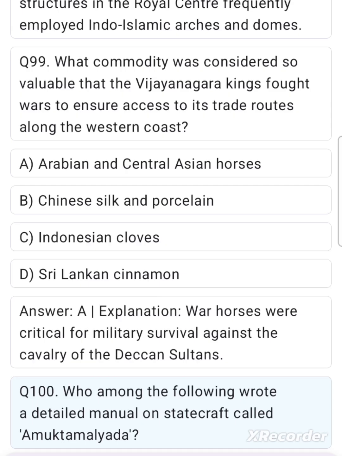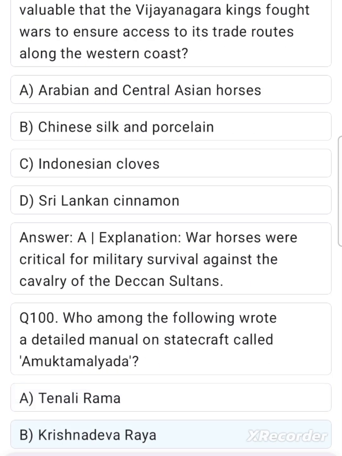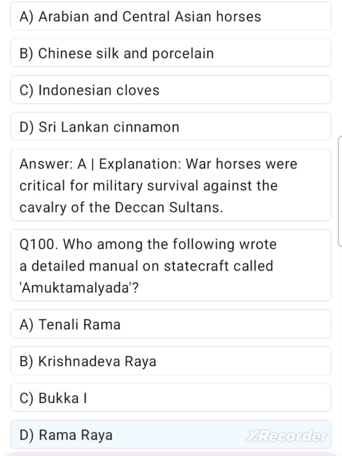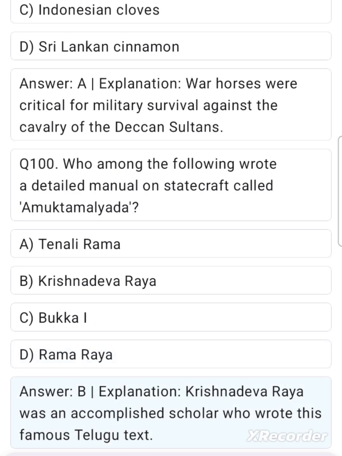Q100. Who among the following wrote a detailed manual on statecraft called Amuktamalyada? A. Tenali Rama. B. Krishnadeva Raya. C. Bukka I. D. Rama Raya. Answer. B. Explanation. Krishnadeva Raya was an accomplished scholar who wrote this famous Telugu text.